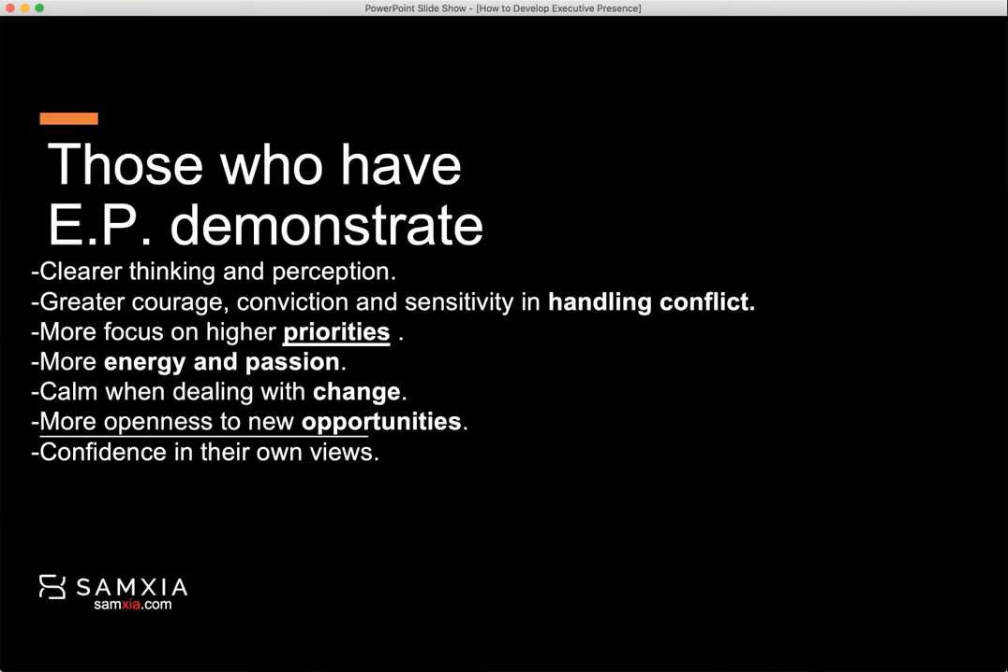Even when they're traveling, they pack running shoes in a duffel. They are energetic. They're not lethargic. They're not complaining, looking forward to Fridays and holidays and all that. That's not executive presence. And in time of change, when everybody is panicking, those who have EP are not.